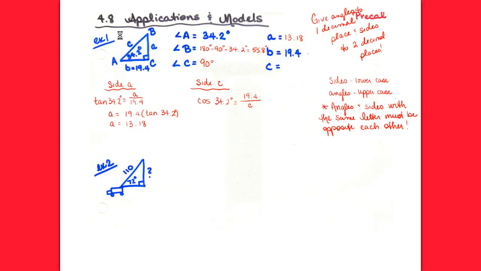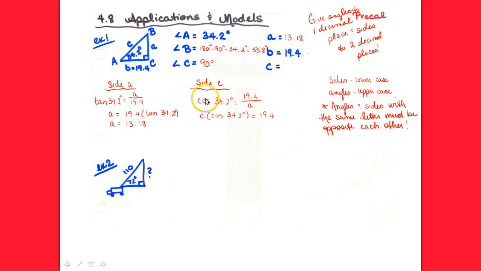Yeah, both of you are right. You can multiply by c or you could cross multiply. Whichever way you think of it, you're going to come up with the same thing. Because if you cross multiply, cosine 34.2 times c is equal to 19.4 times 1. Or if you multiply both sides by c, you're going to get the same thing.